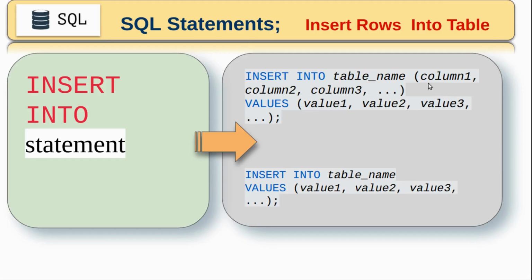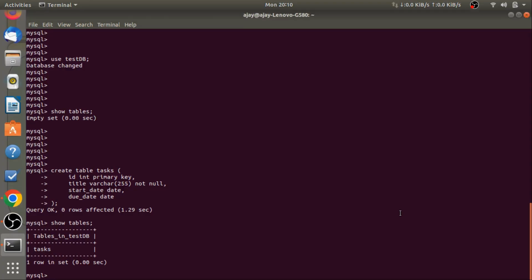You also can insert the data by typing insert into table name. There is no need to specify the column names, but here you need to check that the values should be in the order of the columns, right? So insert into table and then values, in the same order: value 1, value 2, value 3, and so on, right? So let's see, suppose we want to insert some data into this table.